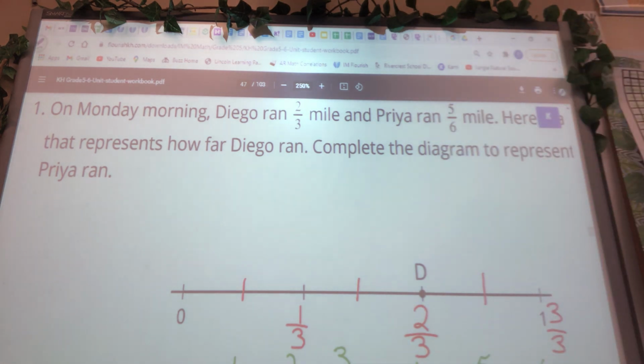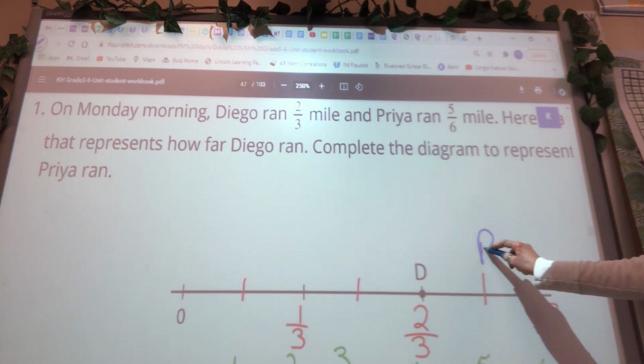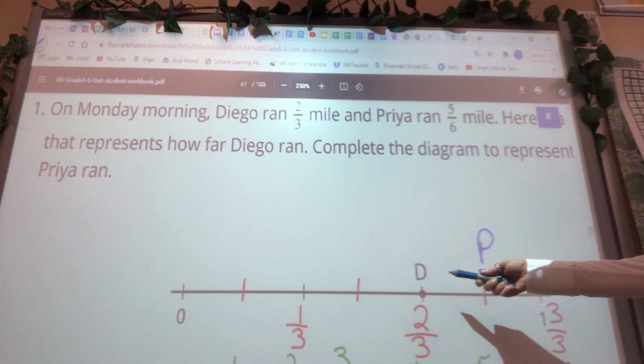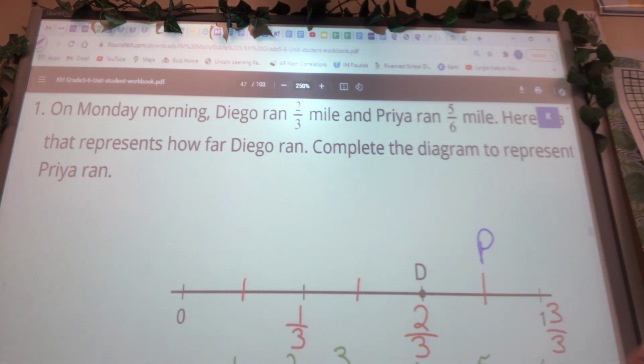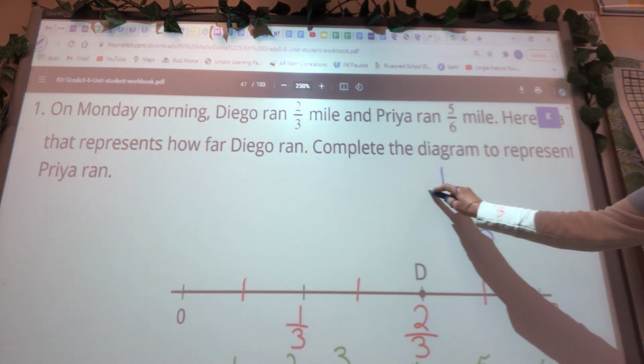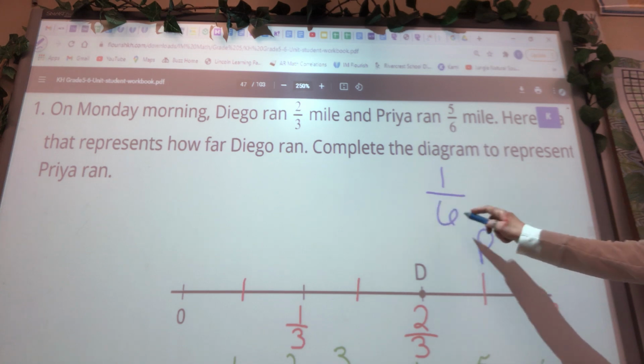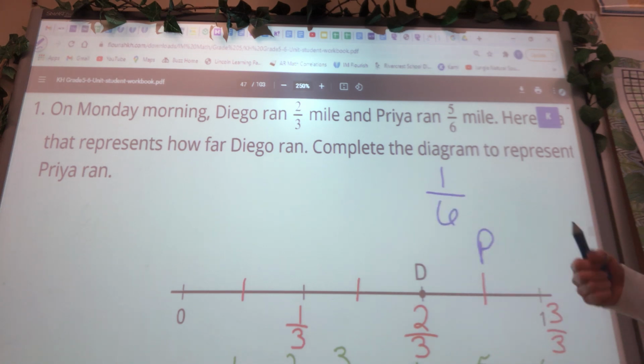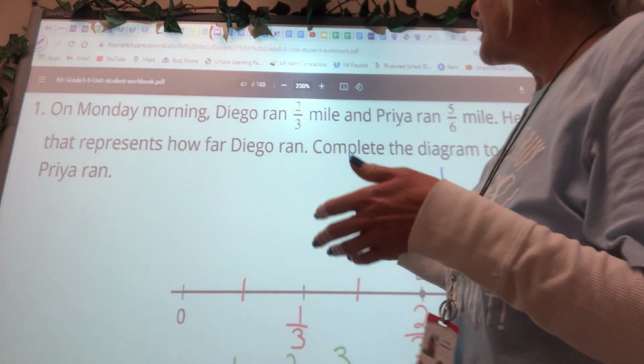Where would this be for Priya? Yeah, because that's 5/6. How much space is in between here? 1. So that is 1 what? 1/6.